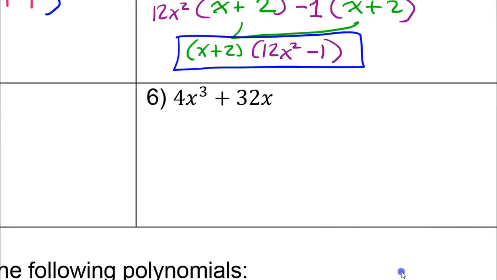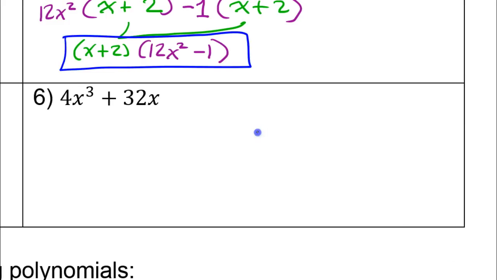Alright, let's do one more problem on this video. What is the first step of factoring? Looking for the greatest common factor. I'm mentioning that now especially because there is one. 4 goes into 4 and 32, and they both have at least one x. So the GCF is 4x.